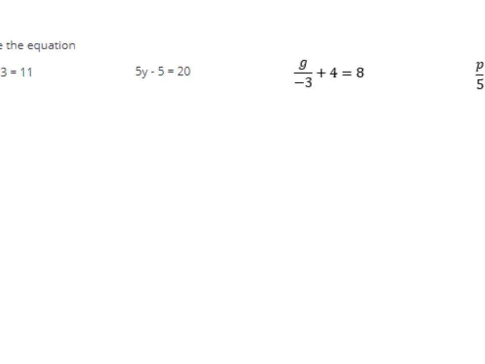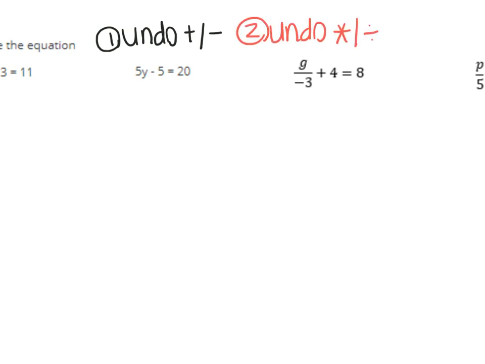In this video, we will visit how to solve two-step equations. The first step is to undo any addition or subtraction. The second step is to undo any multiplying or dividing. Let's get started. For the first one, we have negative 7x minus 3 is equal to 11.